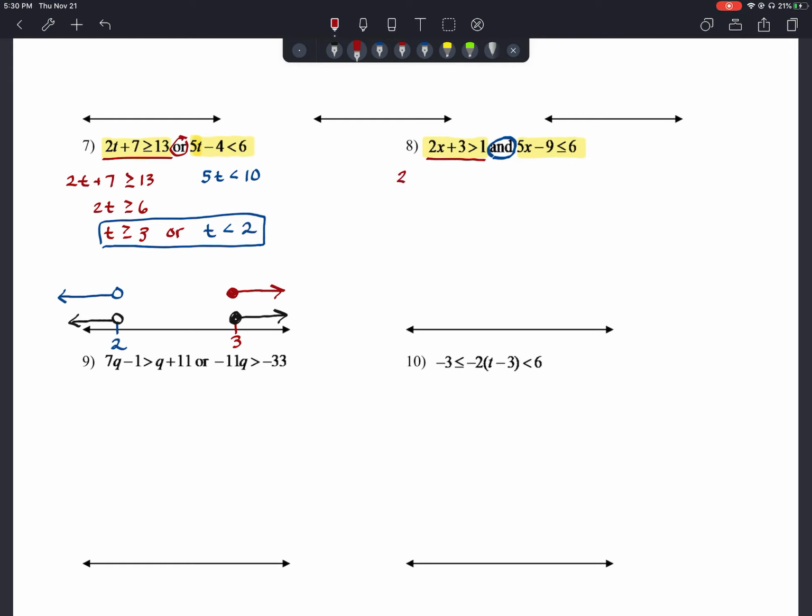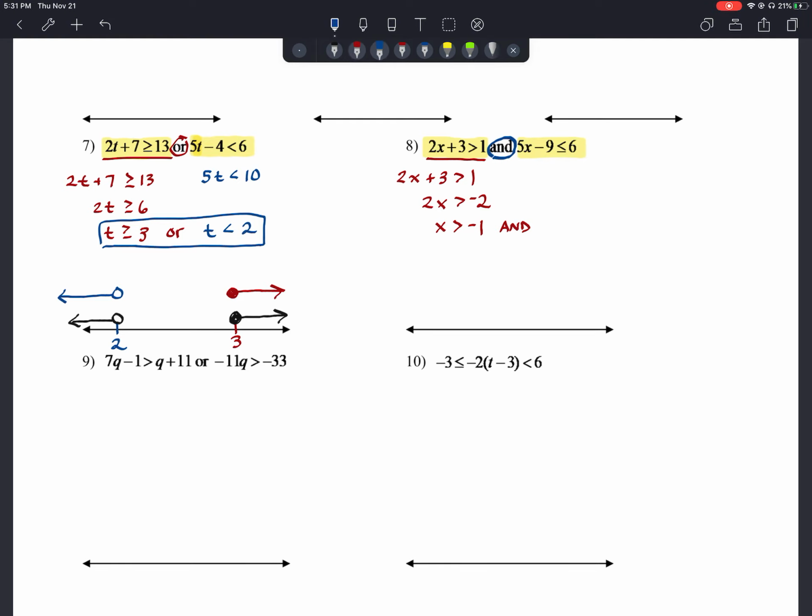2x plus 3 is greater than 1. So first thing, we're going to subtract that 3 from each side. So we should have 2x is greater than negative 2. When we divide each side by 2, we should have x is greater than negative 1. We'll definitely include our and in between them because we want to do a good job.